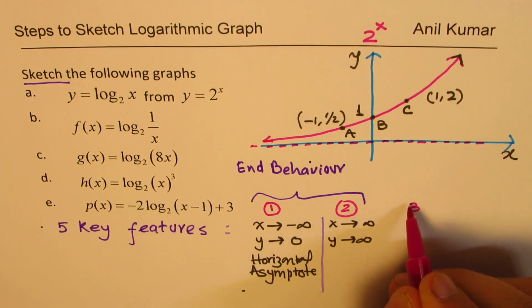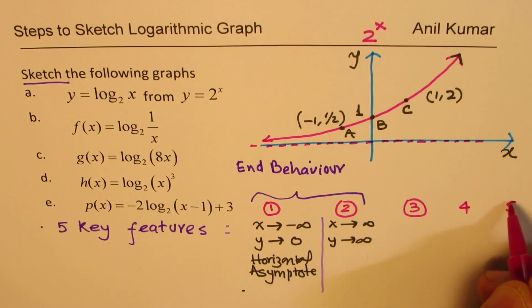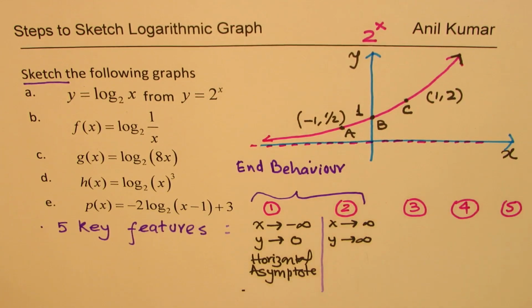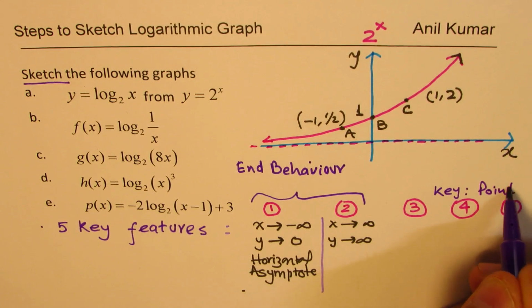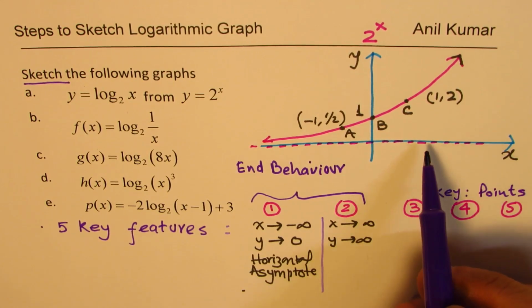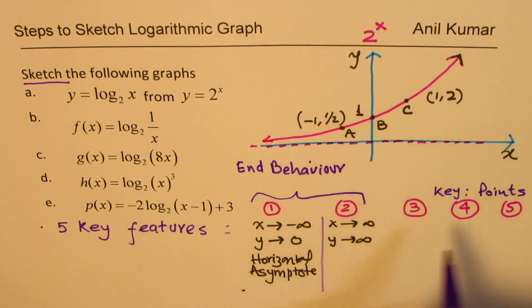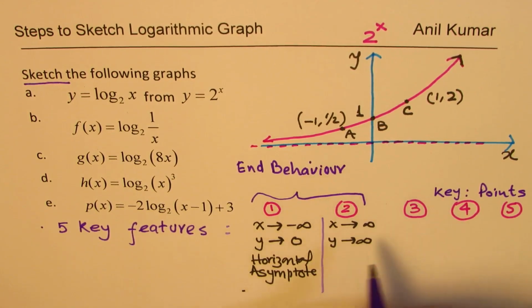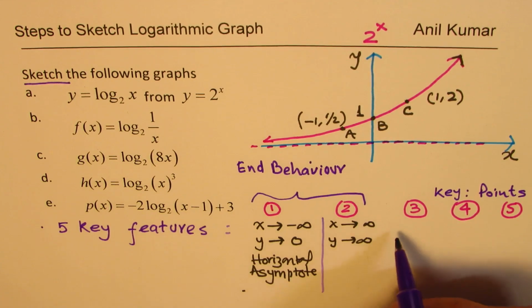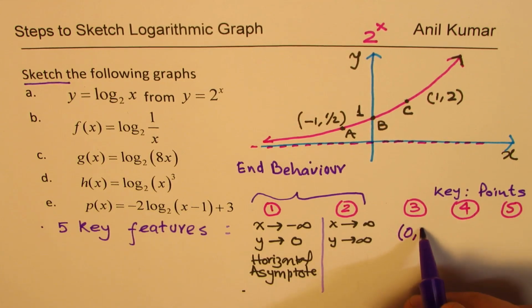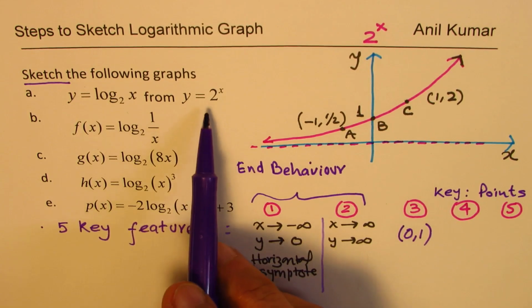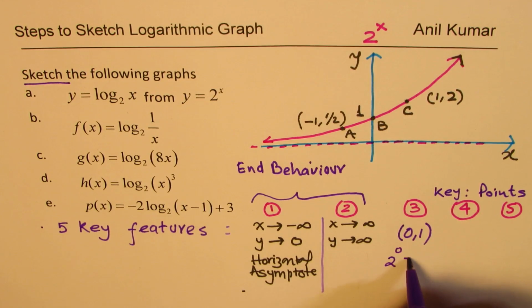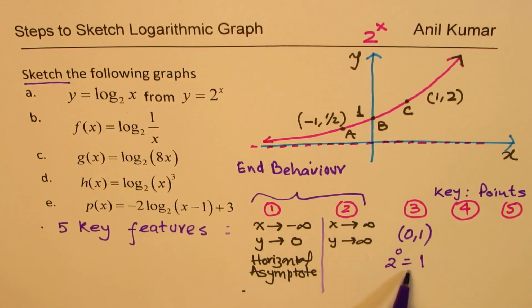Now we will list 3, 4, and 5 as critical points. So now I'm going to list critical points here, right? So now the key is points. On a graph, for accuracy, we really don't need graph paper. We need these points, right? So one of the points is that anything to the power of 0 is 1. So one of the critical points is 0, 1. I'm not writing from left to right this time, but anything to the power of 0, that is 2 to the power of 0, is 1, right? So that is the value.